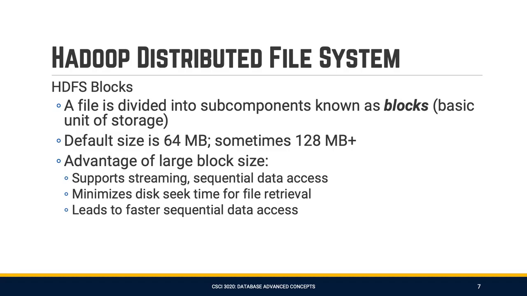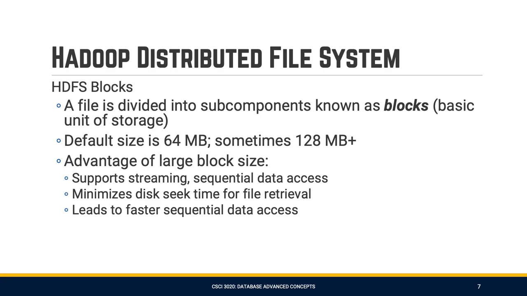So if you're Netflix and you have a movie that is streaming, it's more beneficial to you to stream large blocks of data at a time. And it minimizes disk seek time for file retrieval. If you are looking for 64 kilobytes of information all over a disk, that becomes compounded when you're looking for 64 kilobytes all over a replicated distributed system. So it minimizes the disk seek time for file retrieval, and then it leads to faster sequential data access.